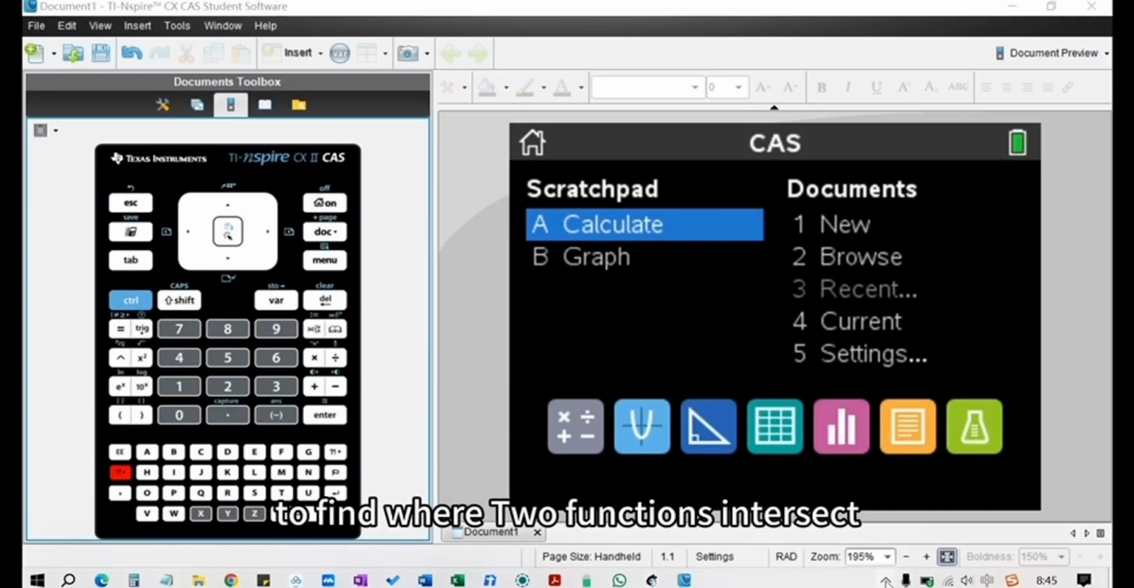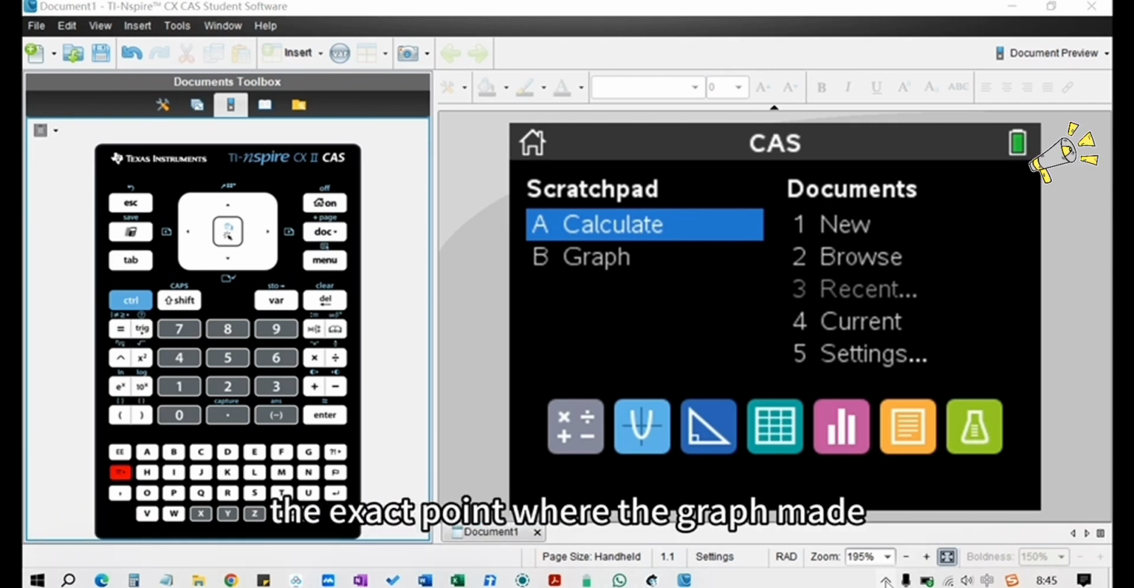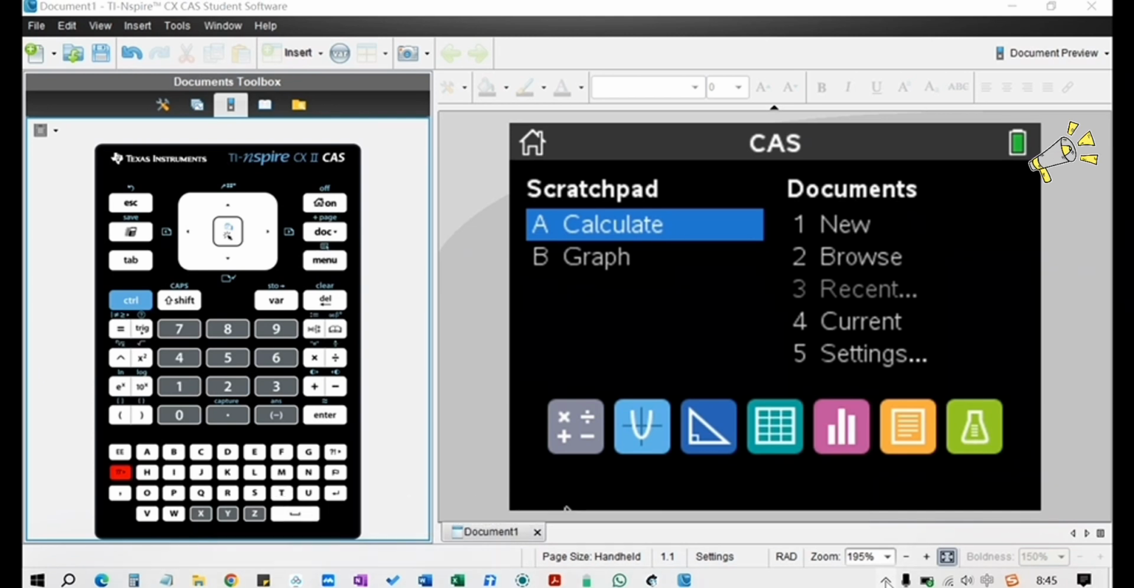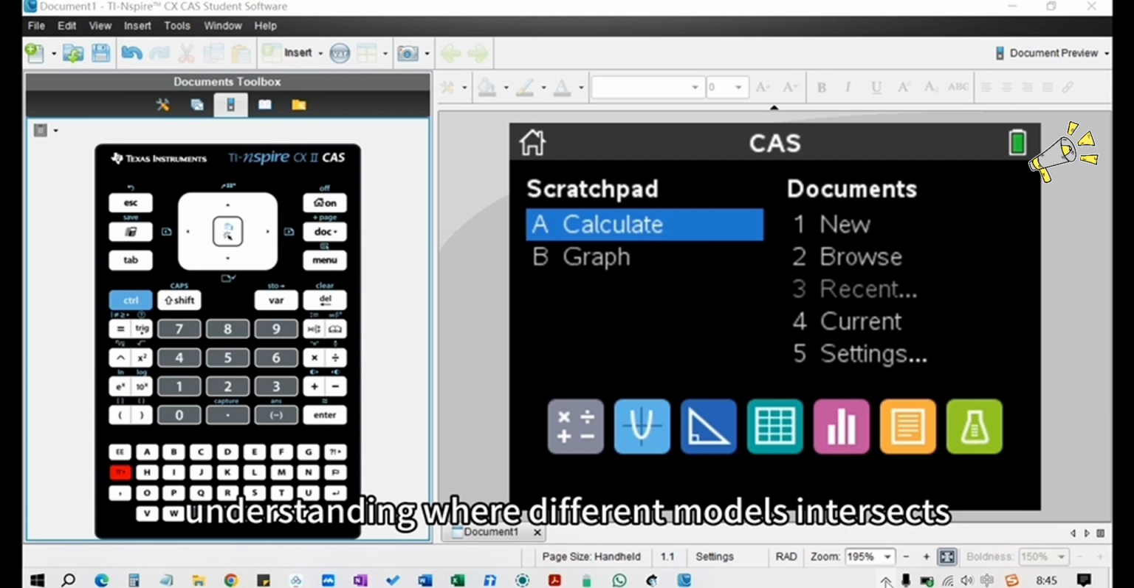To find where two functions intersect, graph them both on the TI-nspire. Use the intersections tool to find the exact point where the graphs meet. This is useful for solving equations and understanding where different models intersect.